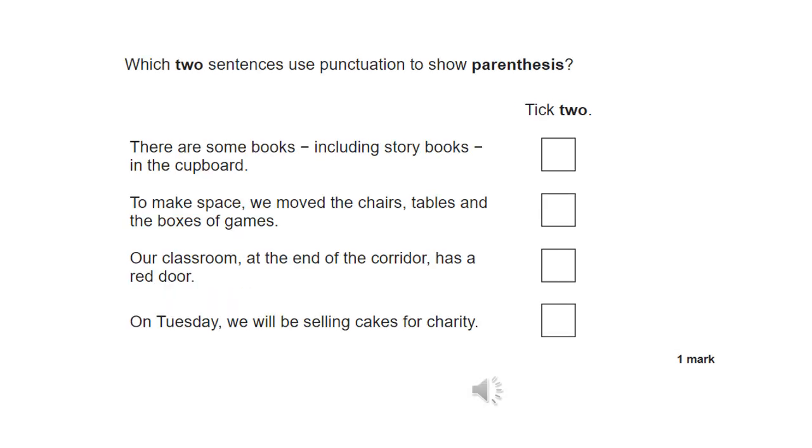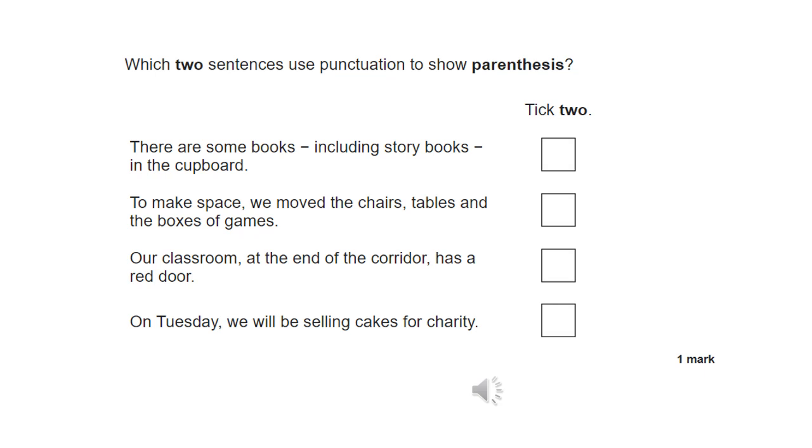Okay everyone, last question before our hinge. Look at the sentences on your screen. Which 2 of the sentences use punctuation to show parenthesis? You need to look very carefully. Pause the video and restart when you're ready.